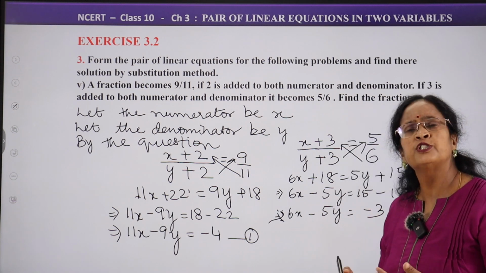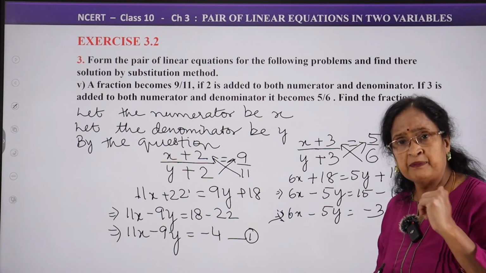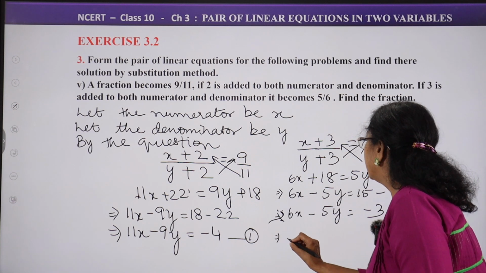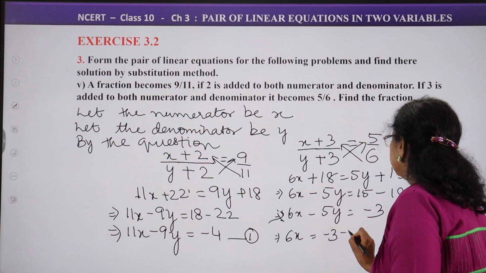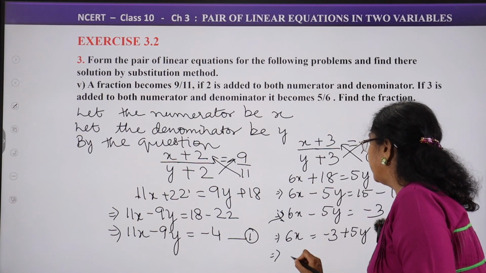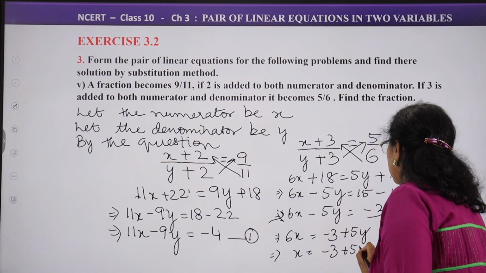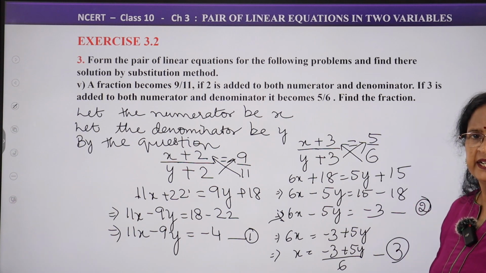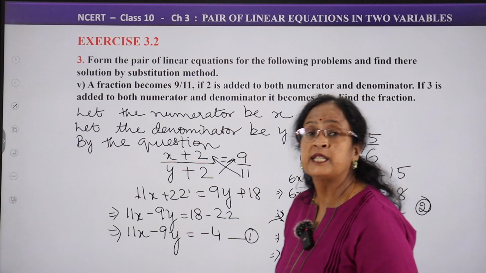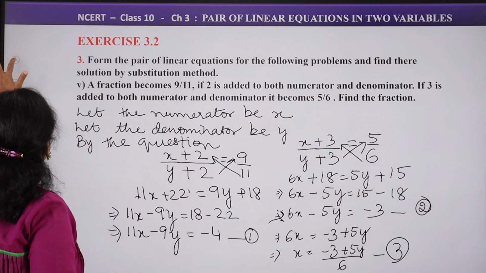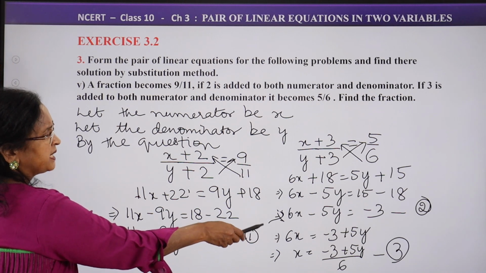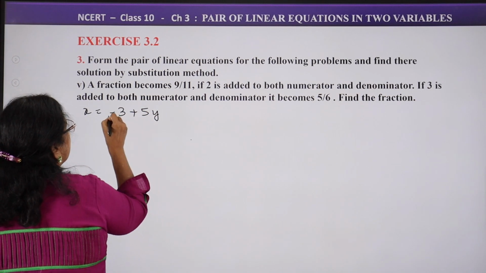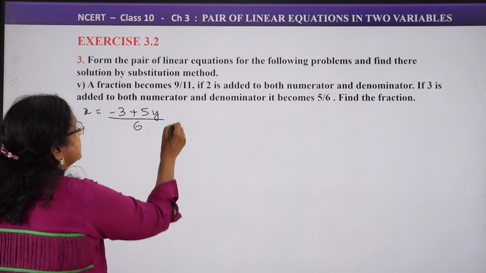Now, solution. For solution, what is the first thing we have to do? Absolutely right. Write x in terms of y or y in terms of x. That implies now 6x is equal to minus 3 plus 5y. Implies x is equal to minus 3 plus 5y whole by 6. I make this equation 3. Now, what do you have to do next? Substitution. Absolutely right. Now, x is equal to minus 3 plus 5y whole by 6. Now, this is equation 3.